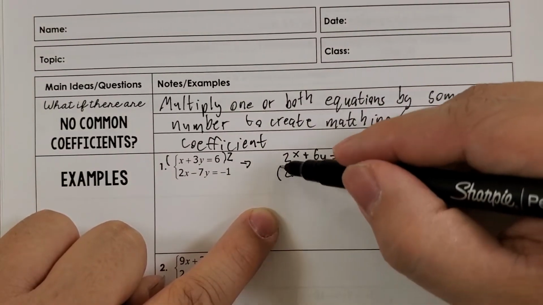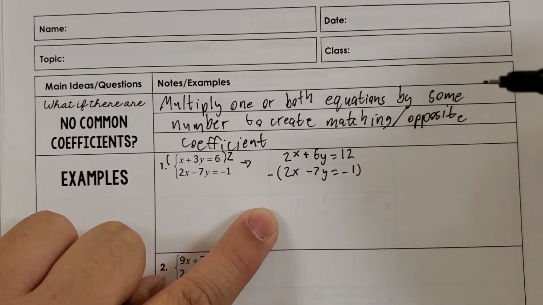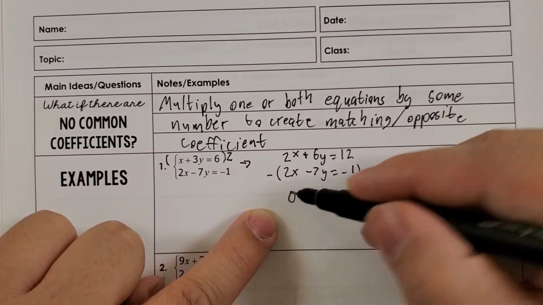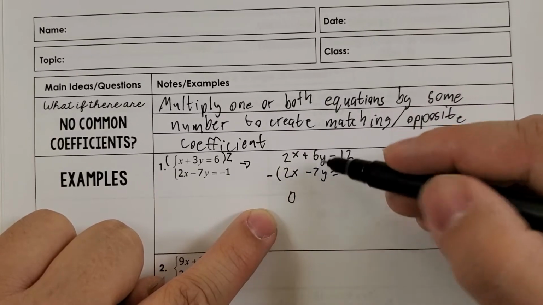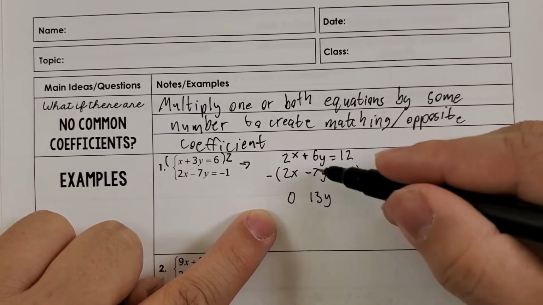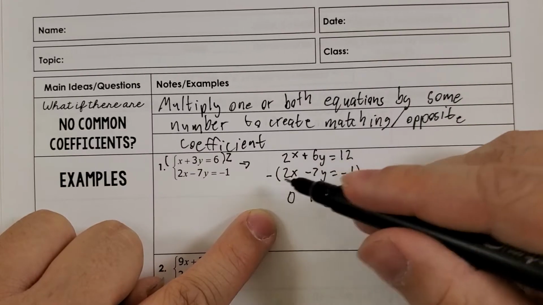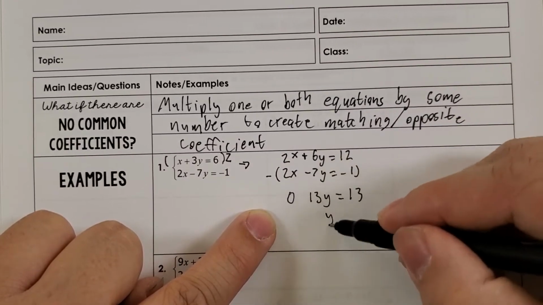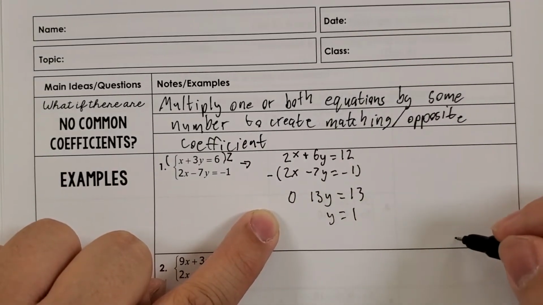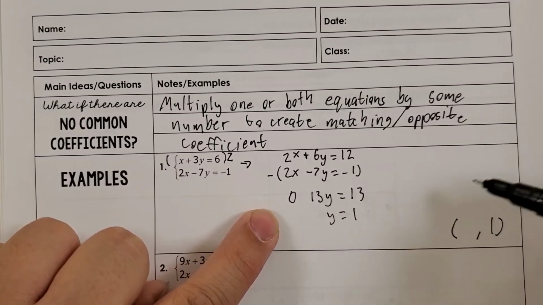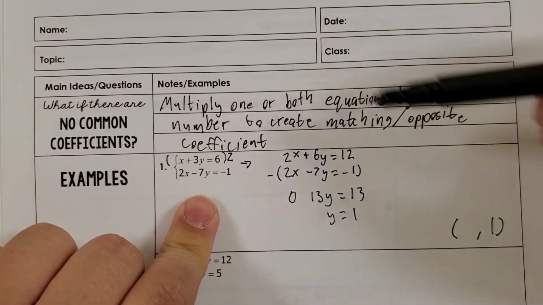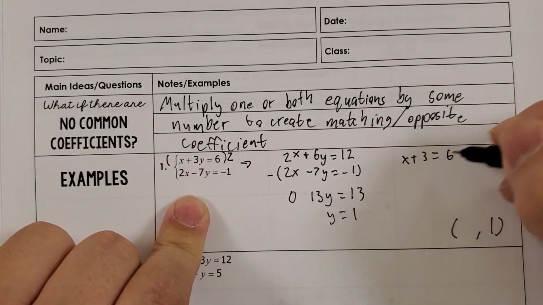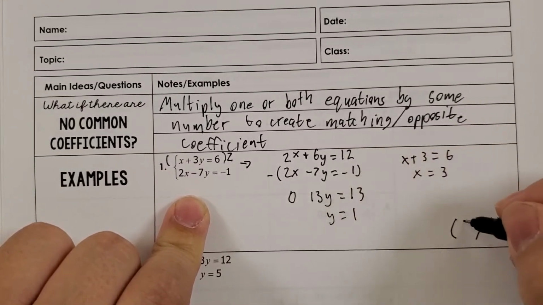Now we go back to our steps from before, and we subtract one from the other to cancel stuff out. I end up with a 0 there, and then 6 plus 7 is 13y, and 12 minus negative 1 is 13, so y equals 1. Then I take that 1 and plug it back in up here, and we get x plus 3 equals 6, so x equals 3.